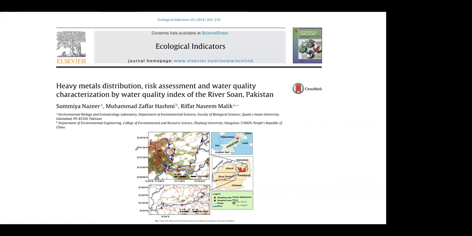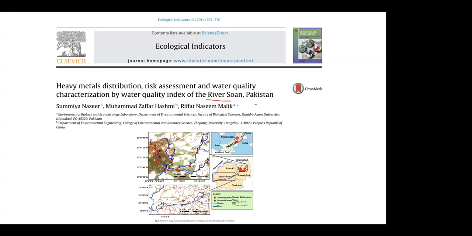So this is another study, and it was published in Ecological Indicators, and we studied the heavy metal distribution and then calculated the risk assessment and water quality using the water quality index in the river zone of Pakistan. This is the study area map.